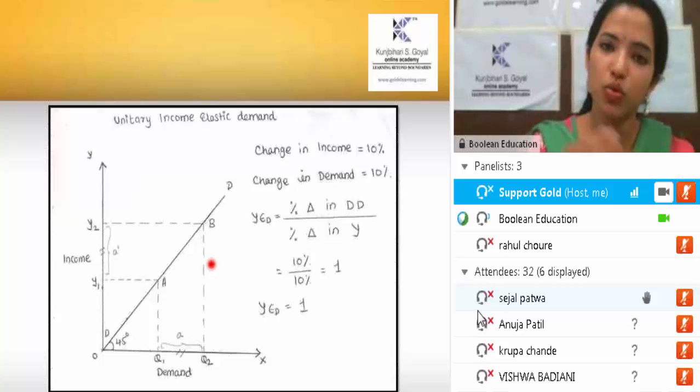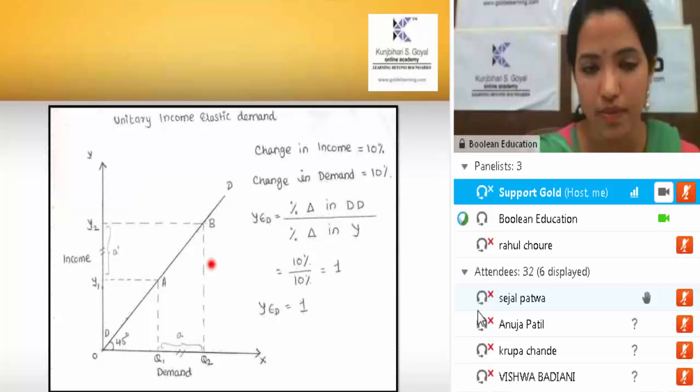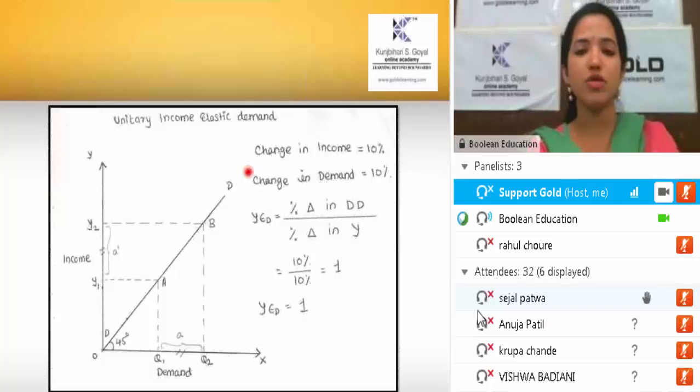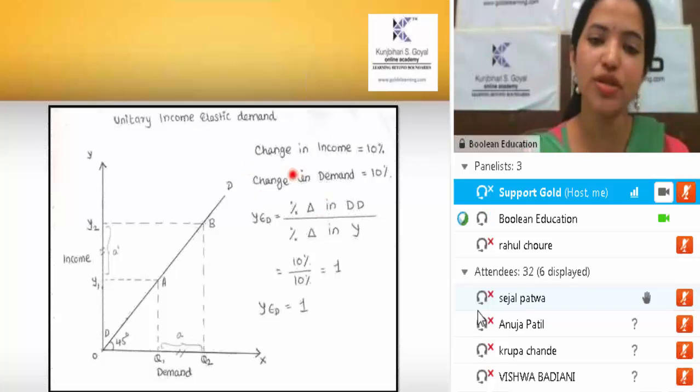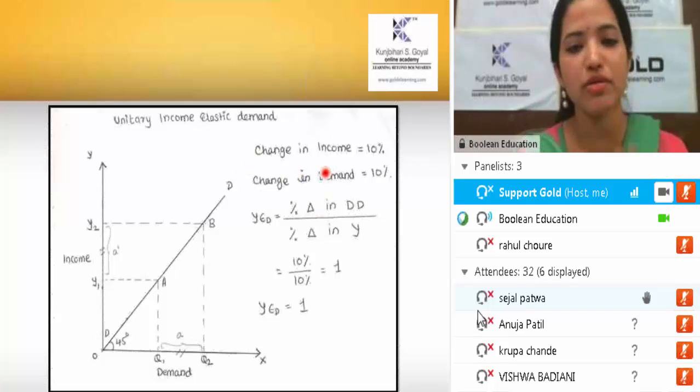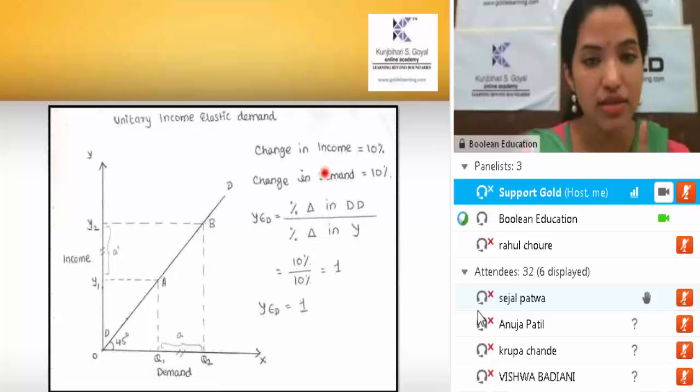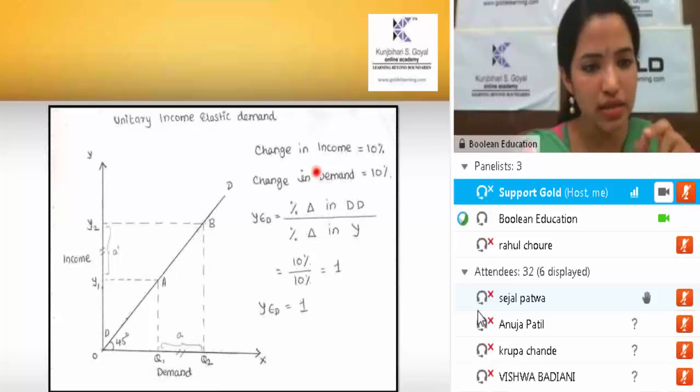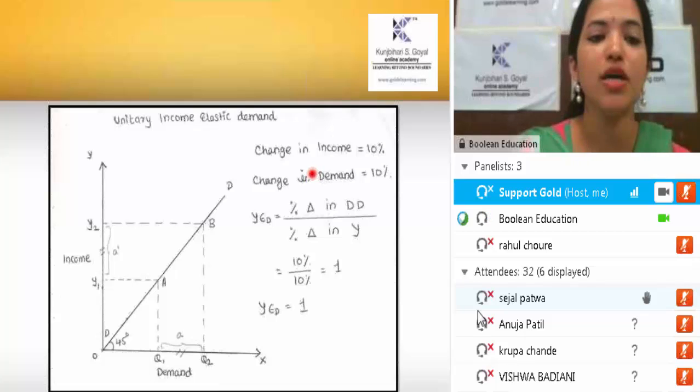जितना आपका income बढ़ रहा है उतना ही आपका demand भी बढ़ रहा है. Change in income is by 10%, and change in demand is also by 10%. 10% by 10%, 1. Answer is 1, that is unit. Hence this type of elasticity will be known as unitary income elastic demand.